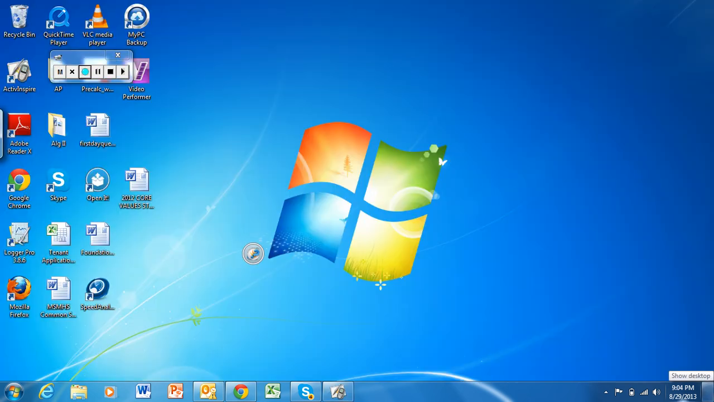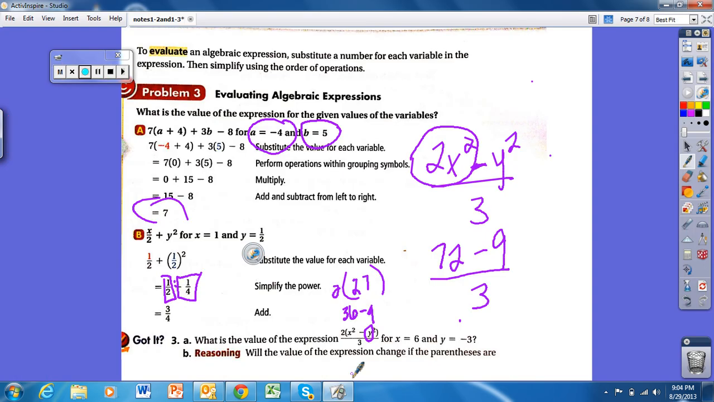And 72 minus 9 is 63. 63 divided by 3 is not equal to, what did we say the answer was down here? 18. 63 divided by 3 is 21. So yes, removing the parentheses does change your answer.